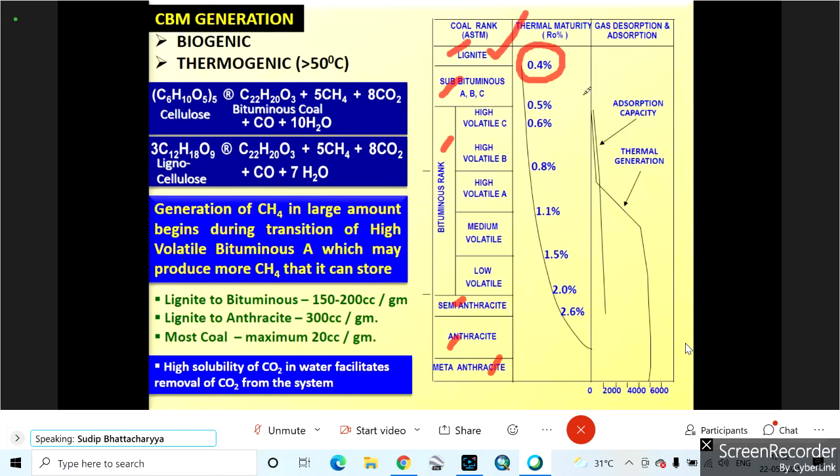After that, within the subbituminous, it is not coal yet. Till now, it is not coal. Now, if it is processed and we are getting a value from 0.4 to 0.5, we can say that yes, this hydrocarbon will give you a subbituminous coal afterwards.